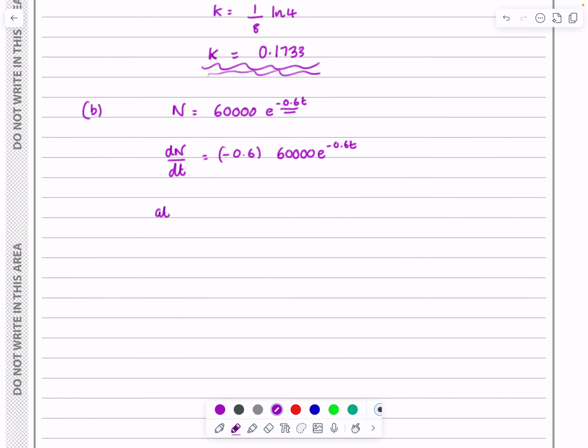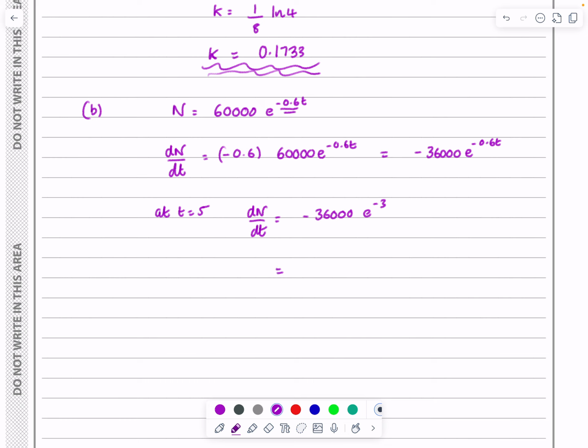So at t equals 5, dN/dt is equal to, do you know what I would do though, first of all, is just actually work that bit out. That's minus 36,000 e to the minus 0.6t. And now at t equals 5, that's minus 36,000 e to the, putting t equals 5 in there, 5 times minus 0.6 is minus 3.